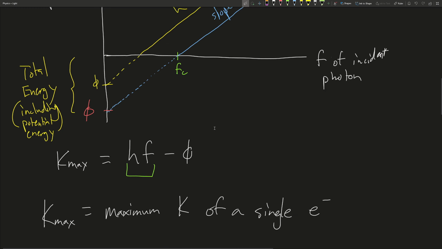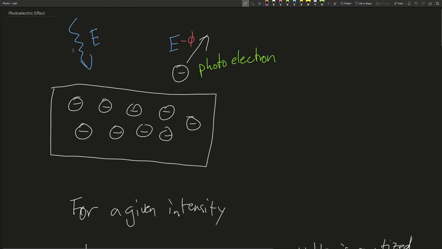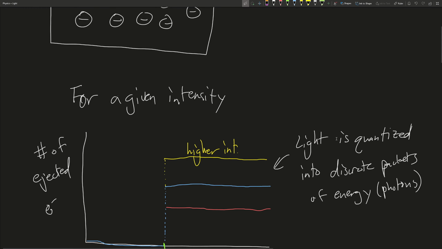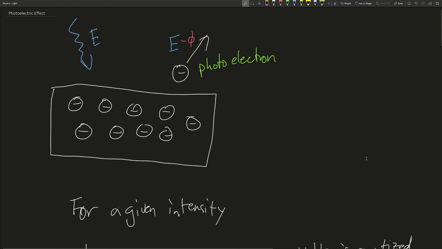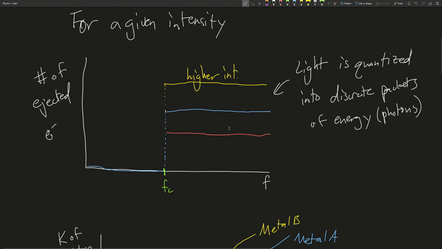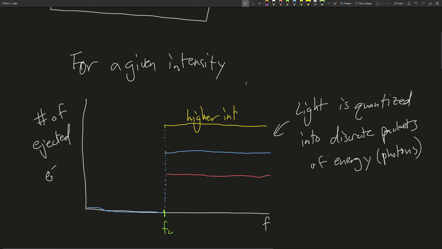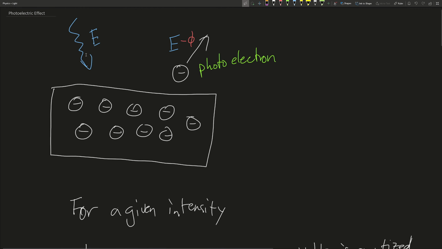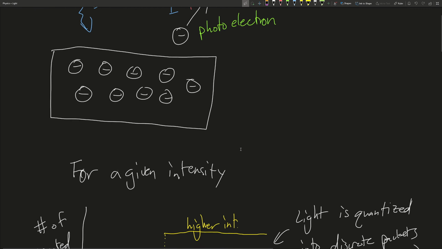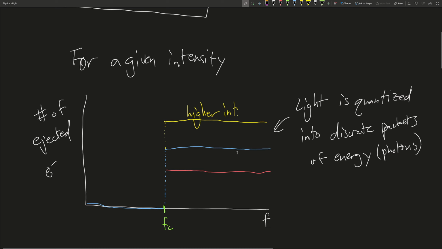And then remember that light is quantized into discrete packets of energy called photons, meaning that increasing the frequency increases the energy of the individual photons, but it doesn't increase the number of photons, and so it can't increase the number of electrons ejected. And increasing the intensity increases the number of photons and the number of electrons ejected, but it doesn't increase the energy of a single photon.